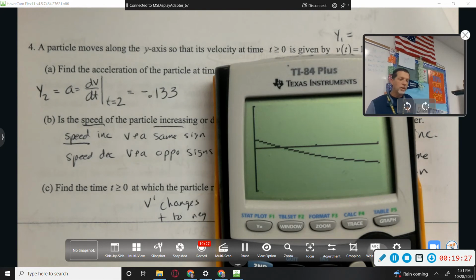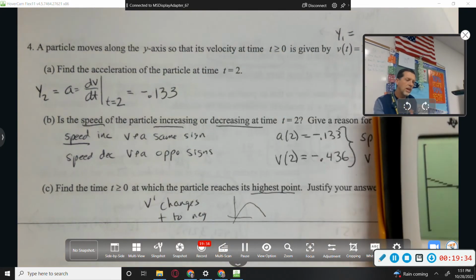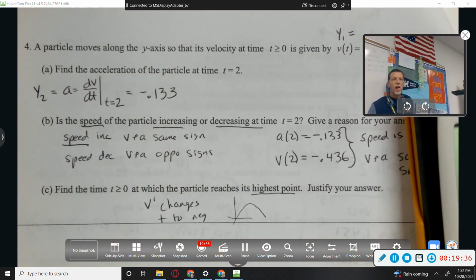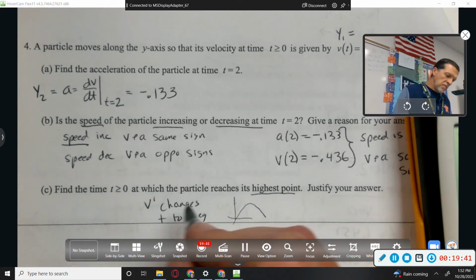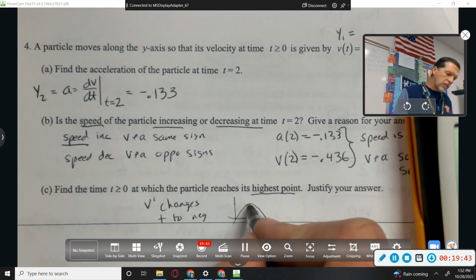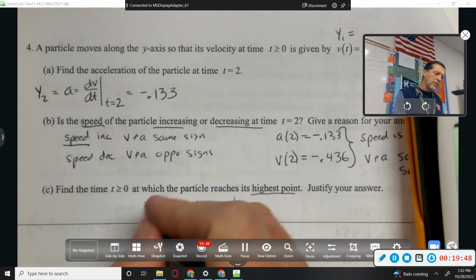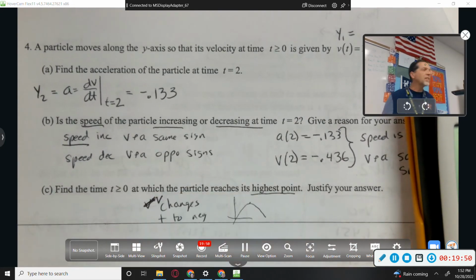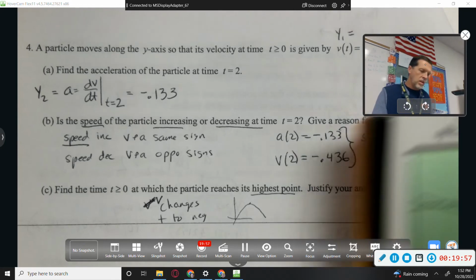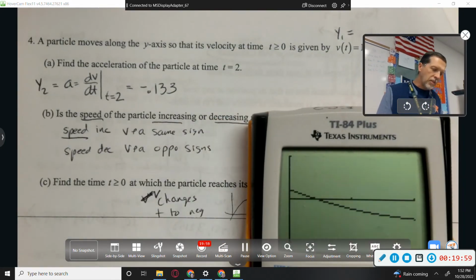But more importantly, do you understand why I'm looking for where V... Wait, I said V prime. Do I want V prime or V? I don't think I want V prime. I want V to change positive to negative. Yeah, I was confused. Because I want my velocity to change. I was about to give the right answer with the wrong reason.